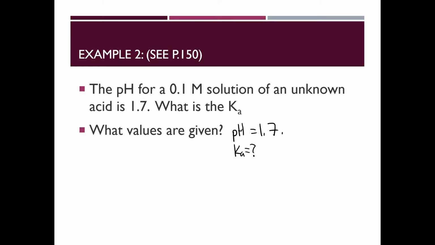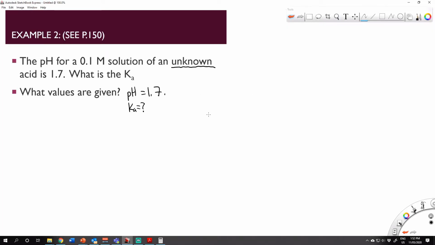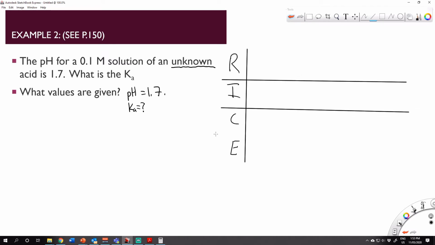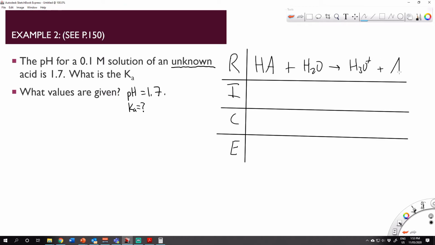Now from here, it looks like we're given even less information because we don't even know what the acid is. But there's a couple of things we can work with. Let's get some more room. All right, so we're going to start with our RICE table. And even though we don't have a lot of the information, there's still some parts we can fill out. Okay, so we have a generic weak acid. We don't know what it is, so it's called HA. It's reacting with water, and it's going to produce some amount of hydronium and some amount of the conjugate base.